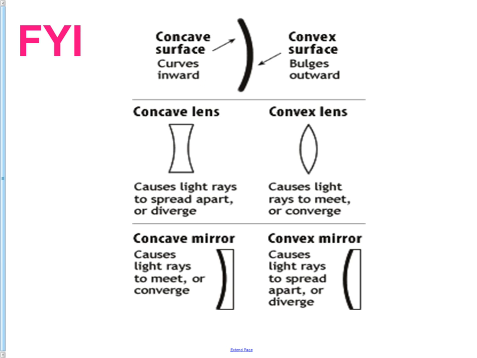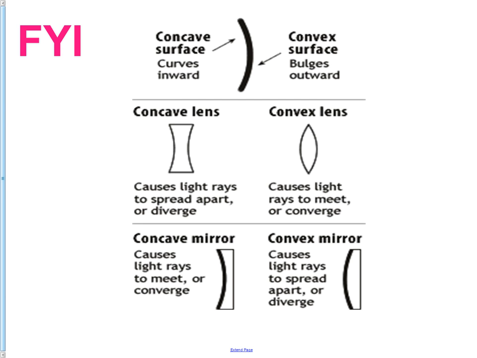A couple of words, concave and convex. A few of you probably have glasses and all of you have eyes. Concave and convex has a lot to do with lenses. Concave is when something dents in. Convex is when it bulges out. So you'll see on the picture there we have a concave lens. Both sides curve in. This causes light rays to spread apart. Another word for that is diverge.